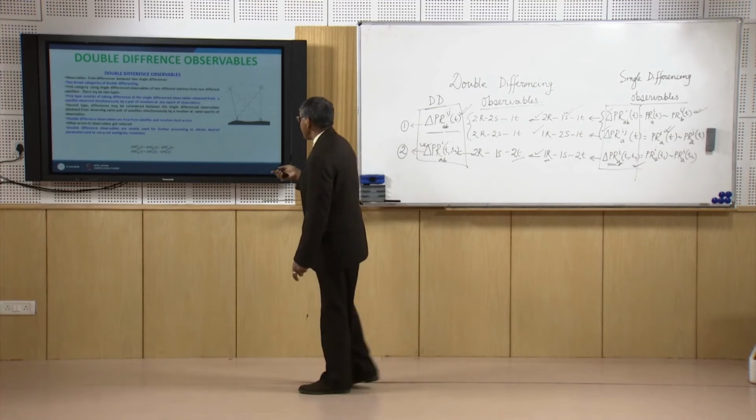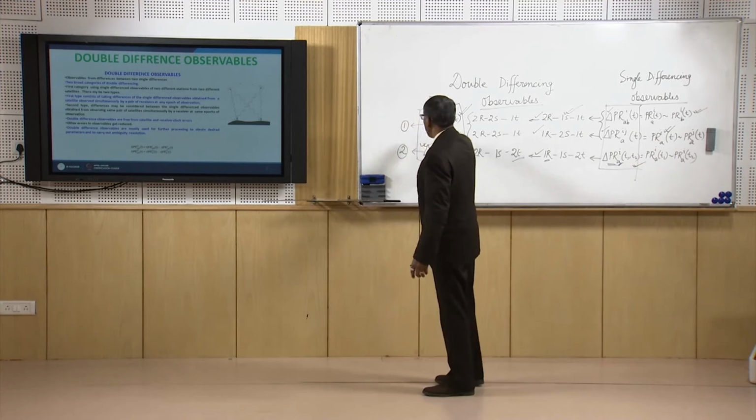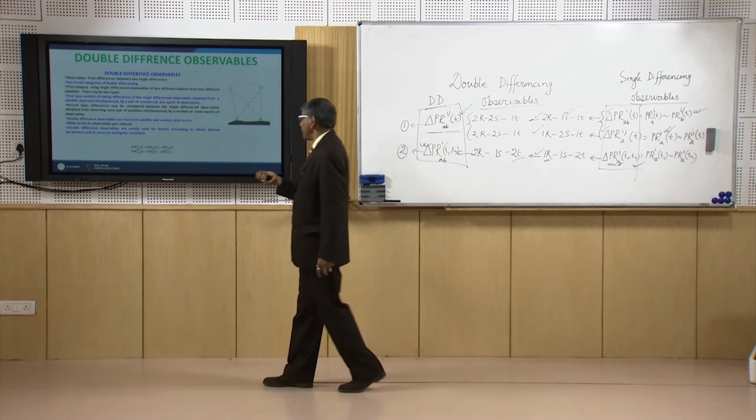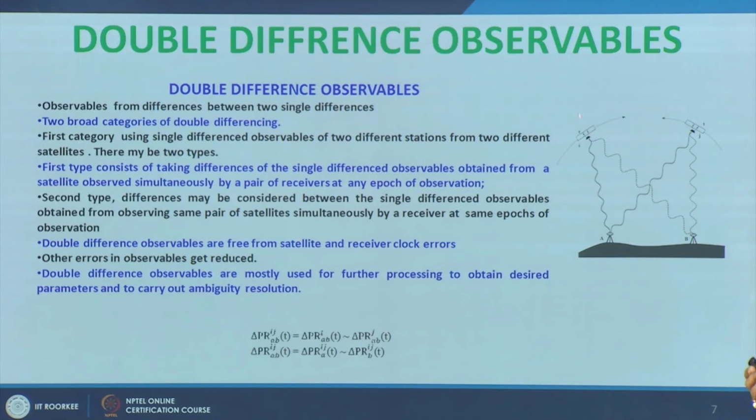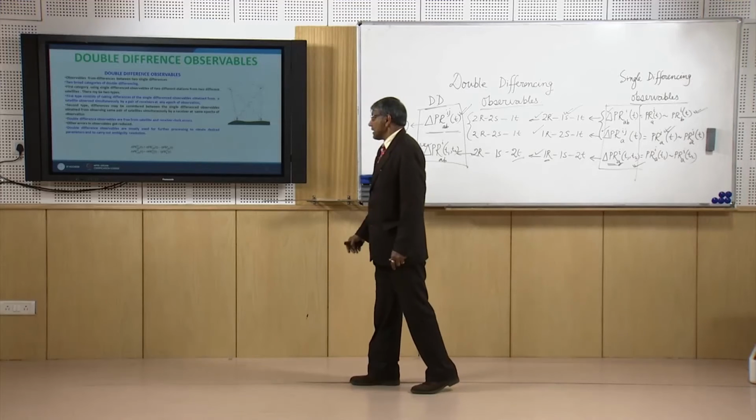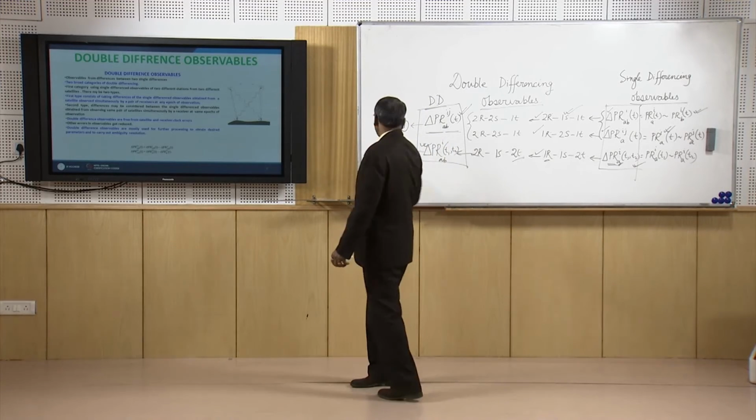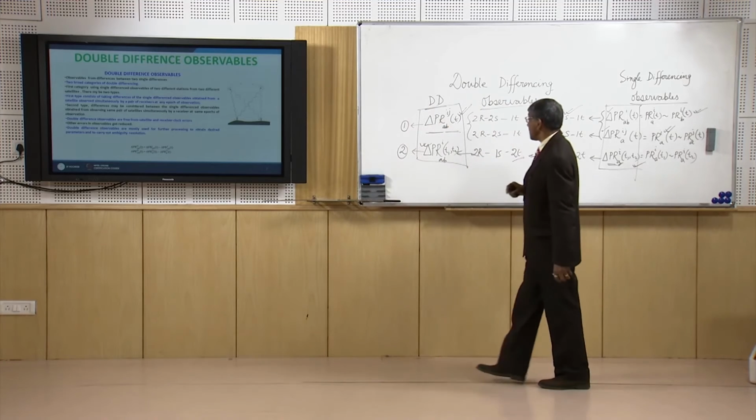Now, as a result of this, the double difference will be free from satellite as well as receiver clock errors, and other errors get reduced. So this is the first category of the double difference observable.